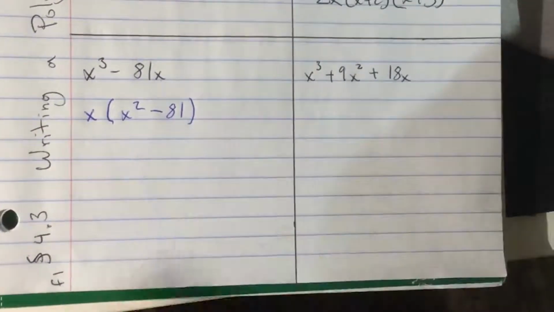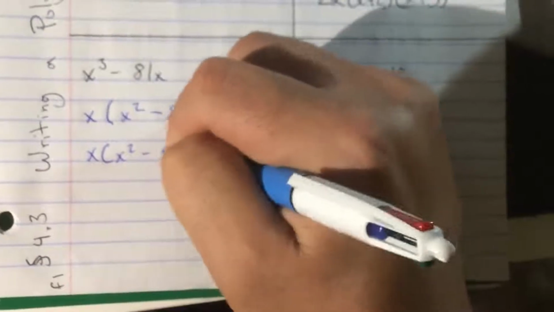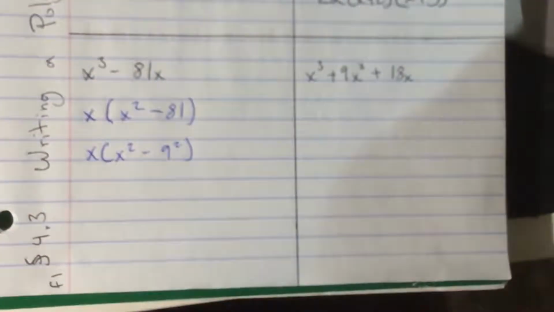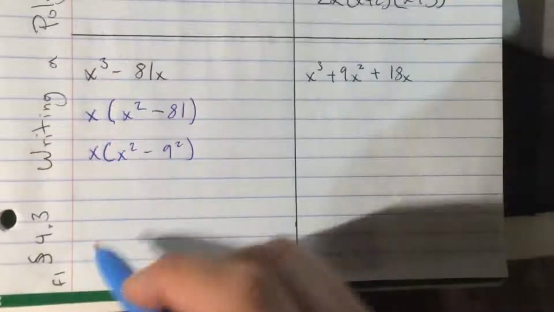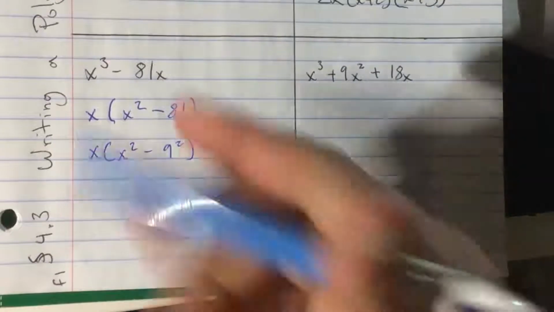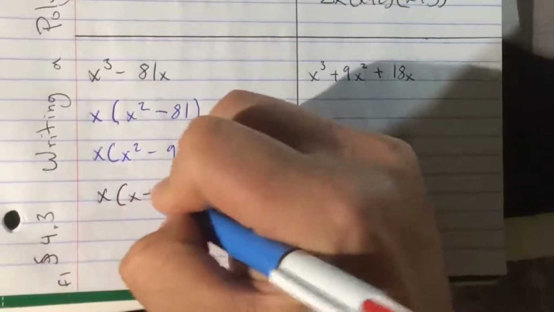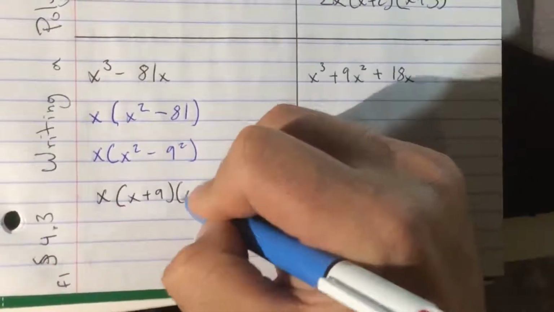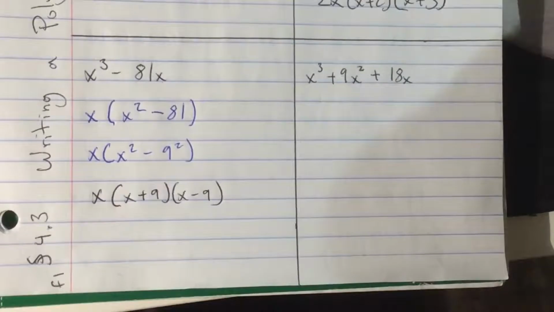Now I can see this is once again a difference of two squares. I can rewrite this as x times x squared minus 9 squared, because 9 squared is 81. That means I don't have to actually do the factoring. I can just go ahead and rewrite this. I'm going to do it in black. x times x plus 9 times x minus 9 would equate to this, just like we had in the lesson before.